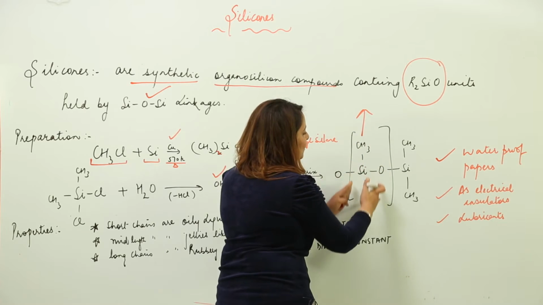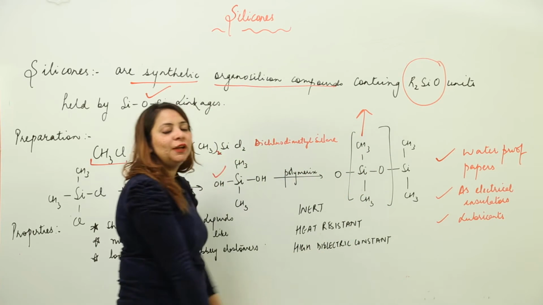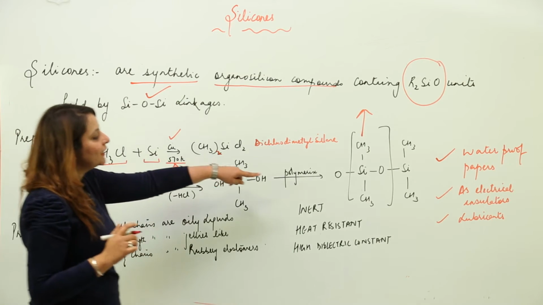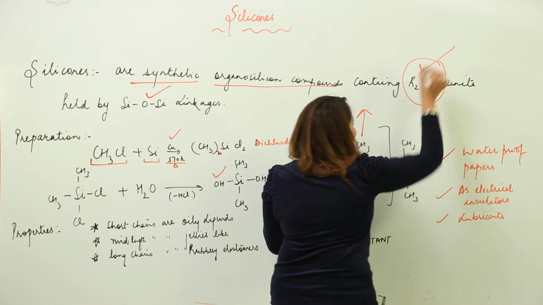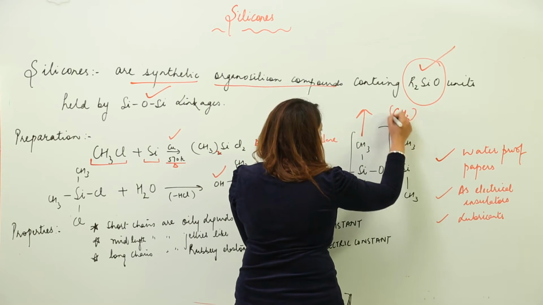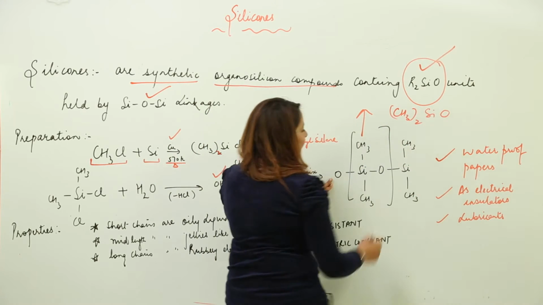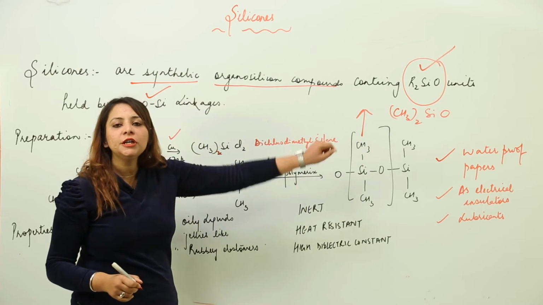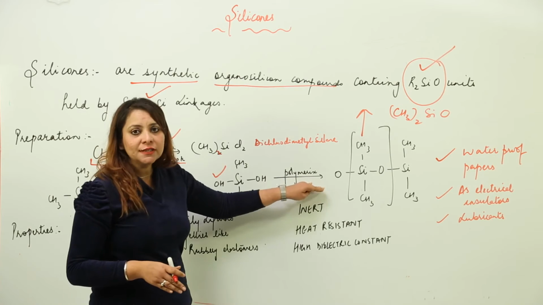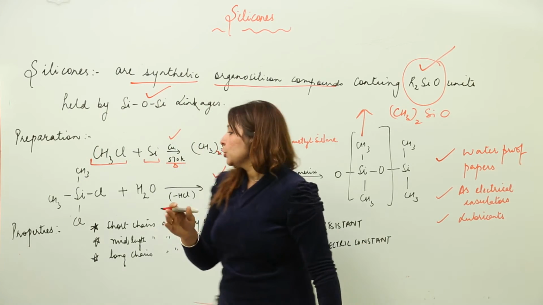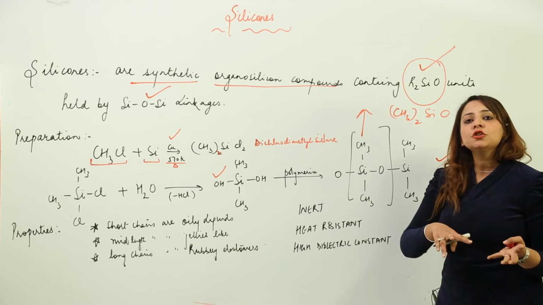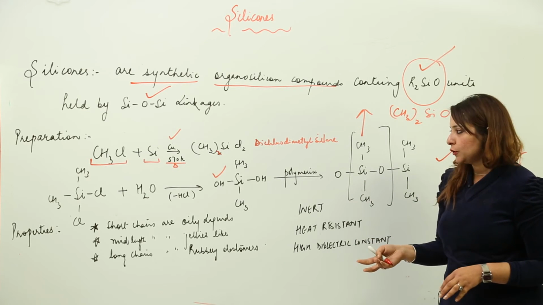So this monomer keeps on repeating itself and we get a giant structure, that is, a polymer. So here you can see that it definitely has the R2SiO unit. You can see it has 2 methyl groups, it has 1 Si and it has O. So this is the monomer which keeps on repeating itself and gives rise to a 3-dimensional structure. So this is how we can prepare silicones. Here we have made use of the methyl group; you can also make use of another alkyl group.